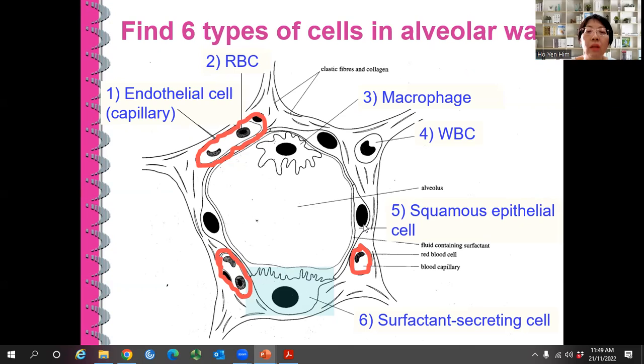So the main purpose is to form the wall, and the main purpose is to make it flat for gaseous exchange to occur, right? So the thickness of the wall is very thin. Okay, the surfactant cell is to secrete a chemical called surfactant. Okay, so this blue color line represents the layer of fluid that lines the surface of the epithelium. So this is called fluid containing the surfactant. So it's a fluid, which is the mucus, which contains the surfactant.